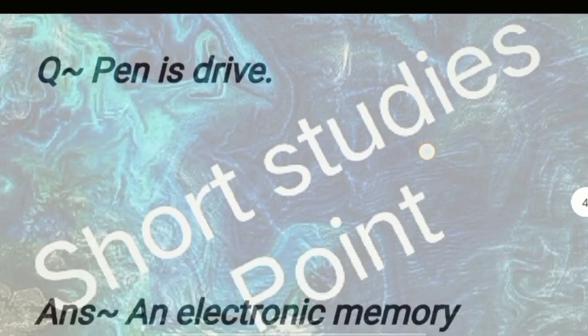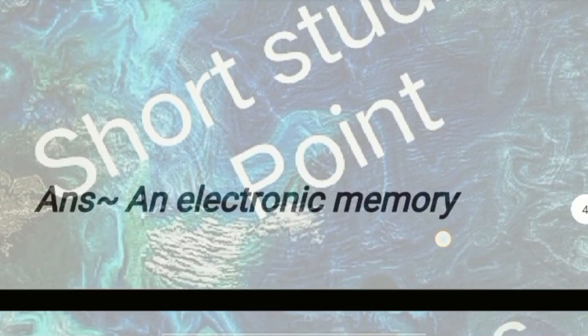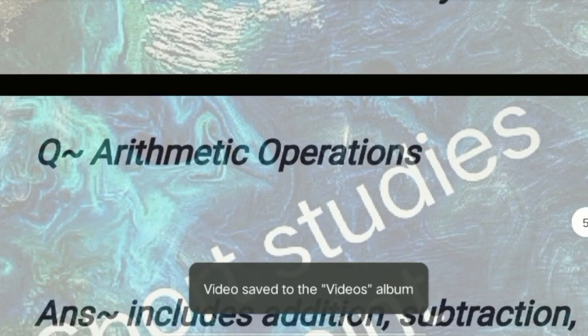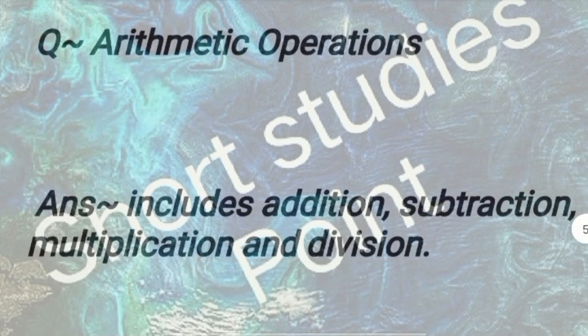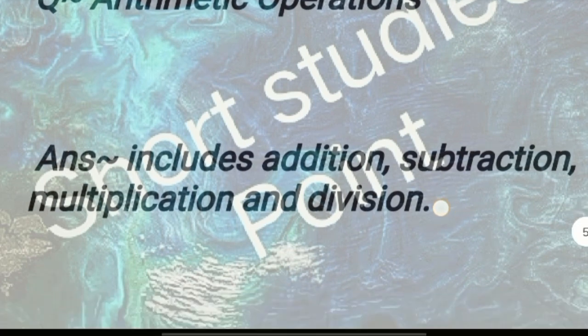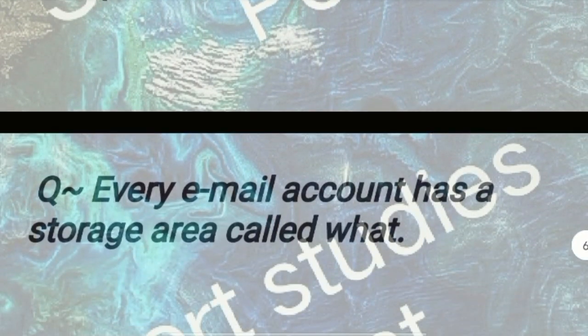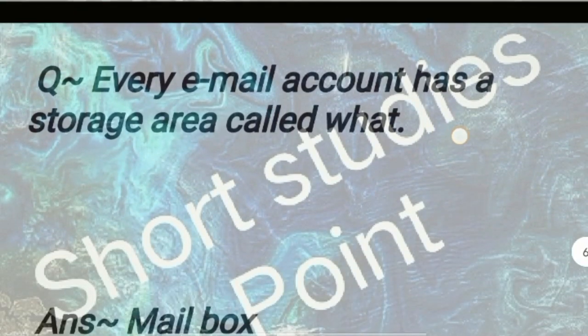Next question: Pen drive. Answer: an electronic memory. Next question: Arithmetical operations. Answer: include addition, subtraction, multiplication and division. Next question: Every email account has a storage area called what?